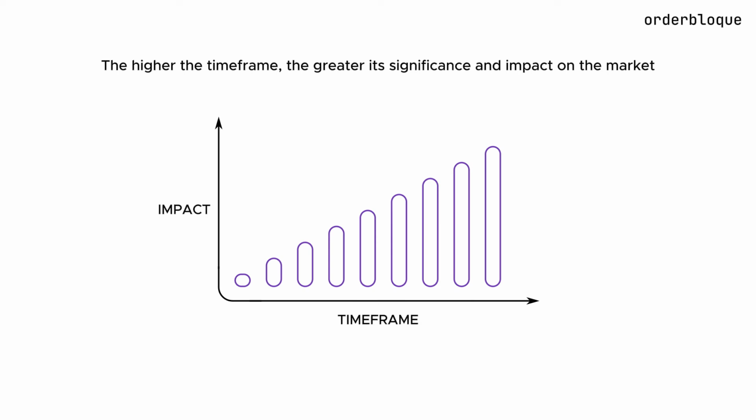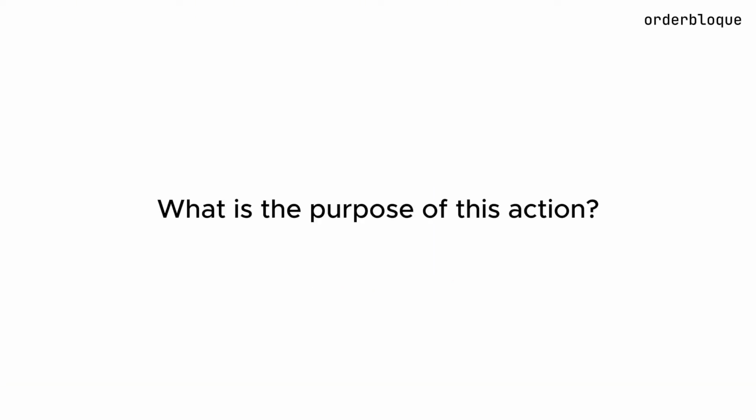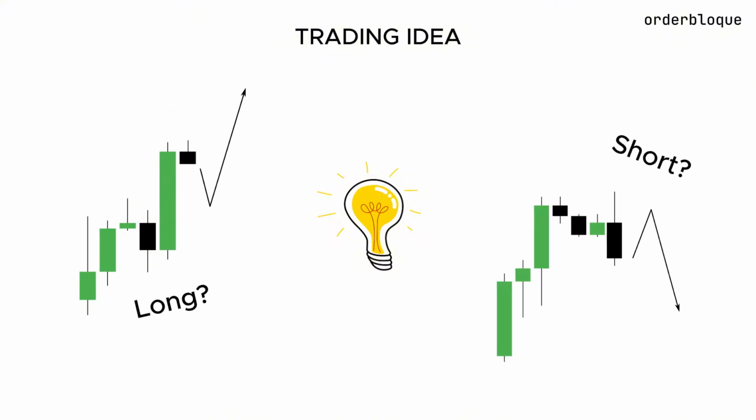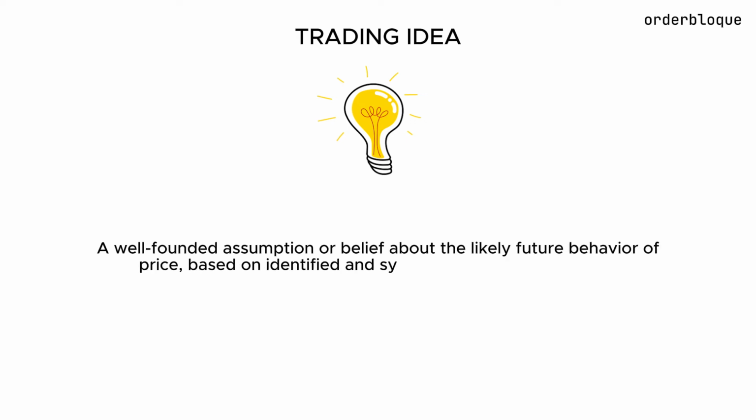But here a question may arise: what is the purpose of this action? The answer is actually simple. It's the formation of ideas which constitutes the second stage. In simplified terms, an idea represents a well-founded assumption or belief about the likely future behavior of price, based on identified and synchronized market variables. We'll discuss the variables a bit later. Now let's look at a specific example of an idea to better understand this process.